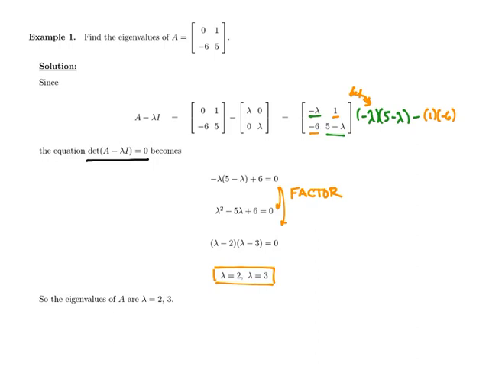Those are the eigenvalues that will give A minus lambda I as a singular matrix, which means that if I try to find the eigenvectors, we'll have infinitely many solutions. We'll be able to find those eigenvectors. There won't just be the trivial solution.